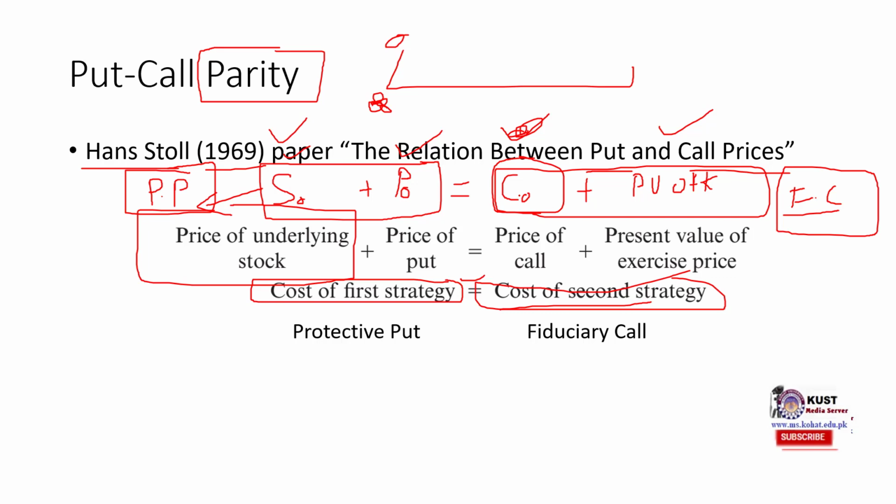So in this way, Hans Stoll proposed that using this specific model, we can find the premium of the put option and the premium of the call option. So the basic idea of this model is to find the premium of the call or the put option. Okay, so we got the basic idea, but let's derive this model. Let's have a deeper look into this model.